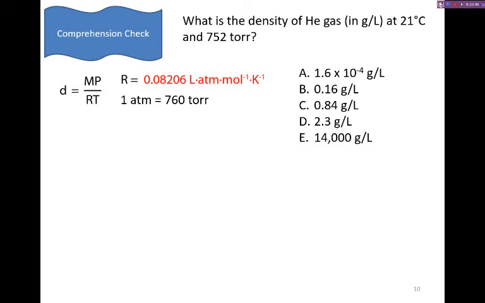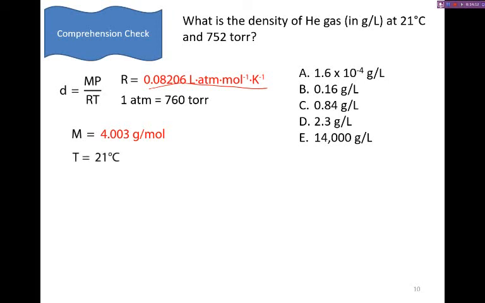Welcome back. So we want to know what's the density of helium gas under a given set of conditions. So we have this relationship describing the density as related to the molar mass, pressure, and temperature. We are going to use this R constant, and we also need to convert torr into atmospheres. Because we're using helium gas, we would need to look up its molar mass. On the periodic table, you see that it's approximately 4 grams per mole.